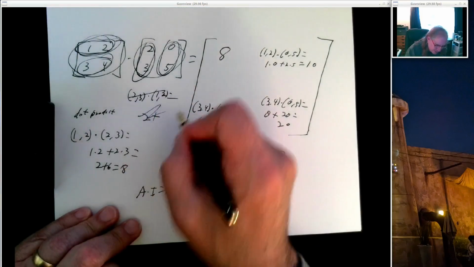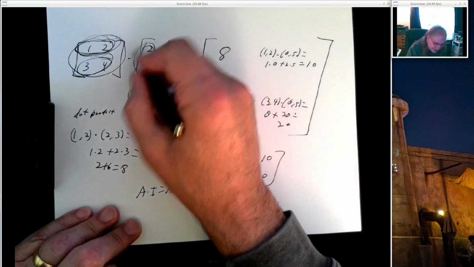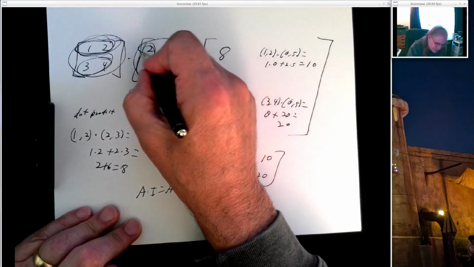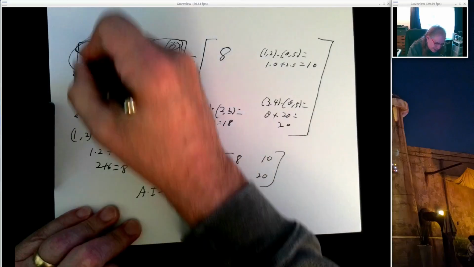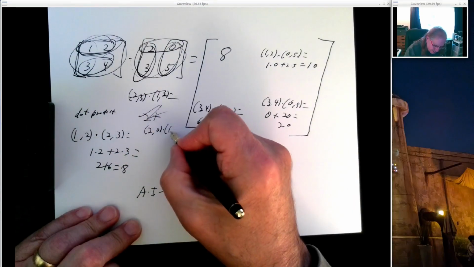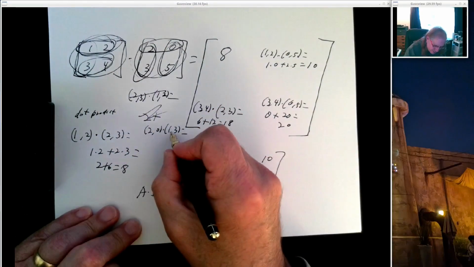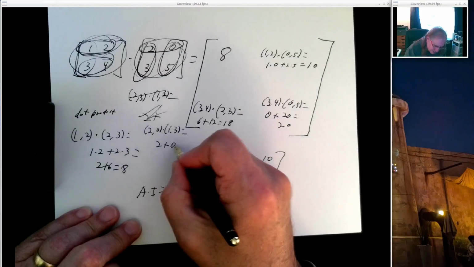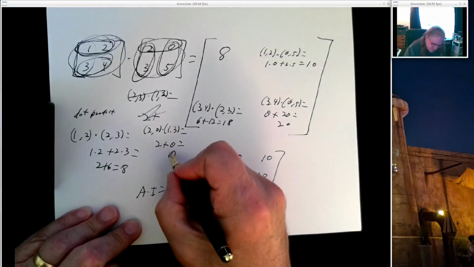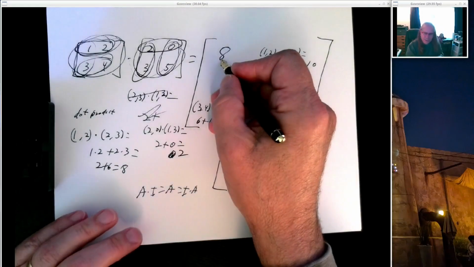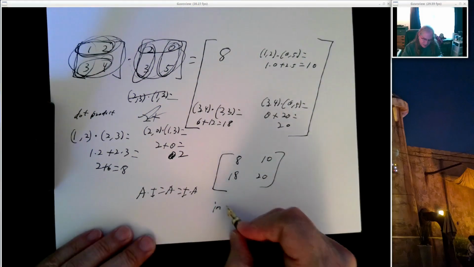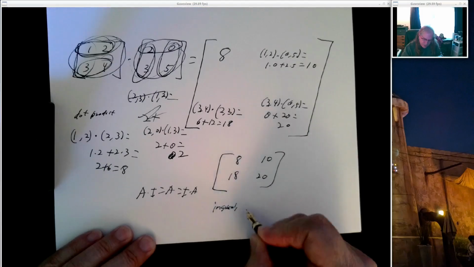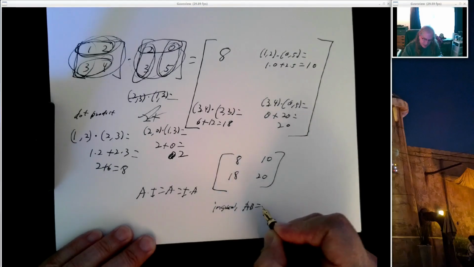I did it backwards. If I did this times that, I would take my first row, 2, 0, dotted with my first column, 1, 3. 2 times 1 is 2, 0 times 3 is 0. This would end up being a 2. So in general, A times B is not going to be the same thing as B times A.